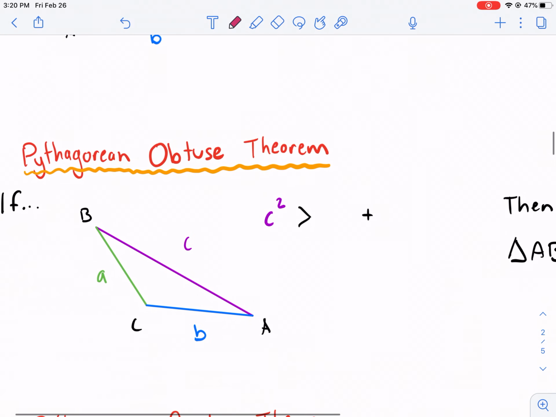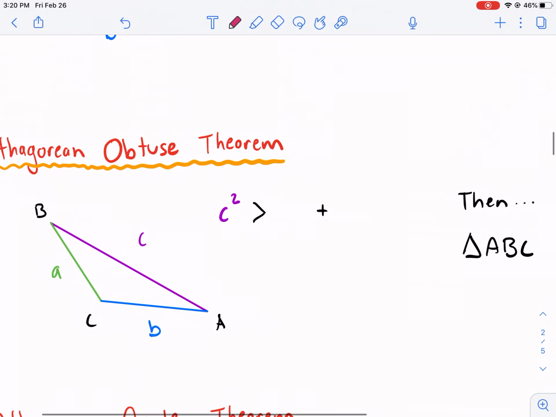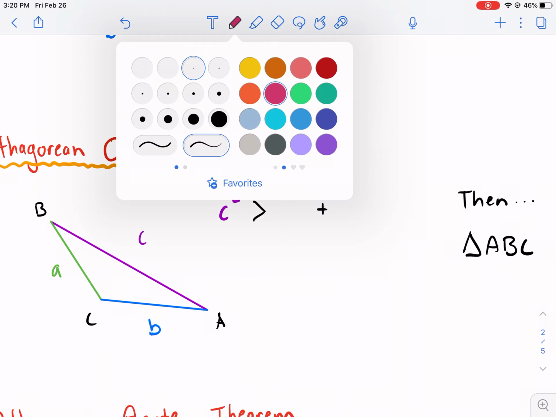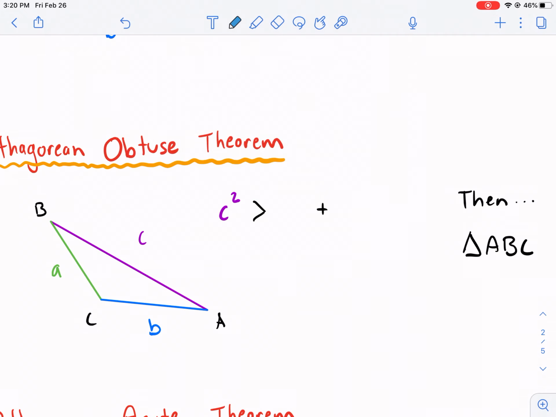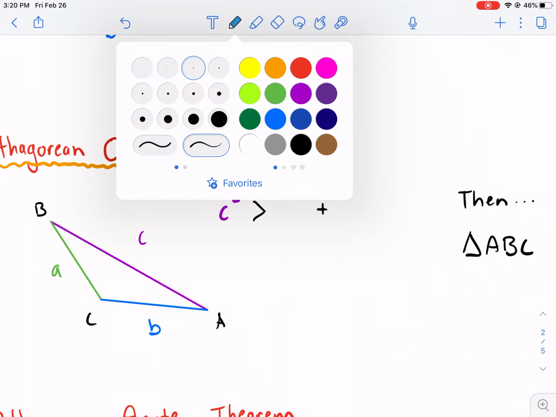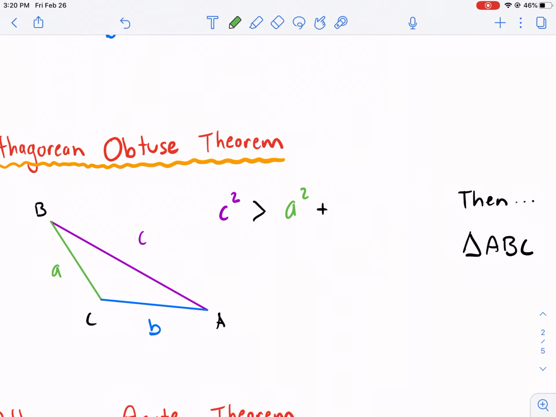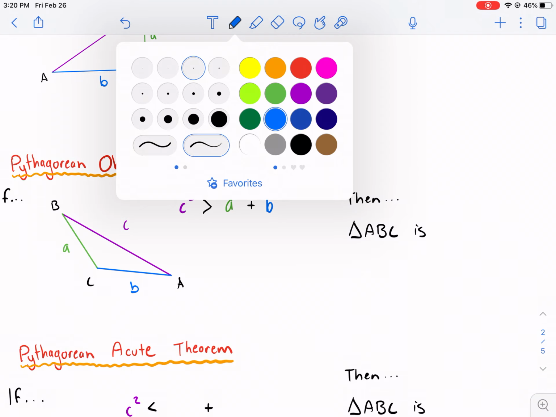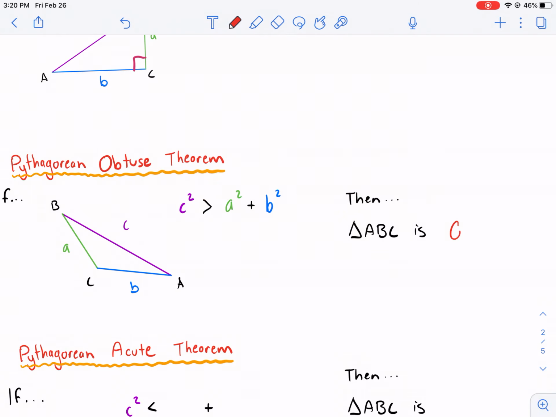Now, the Pythagorean obtuse theorem. What happens if there's a little bit of inequality in here? Okay, so there's an inequality, meaning c squared is bigger than this relationship. I've got to go back to my original colors. If c squared is bigger than a squared plus b squared, then ABC is obtuse. It's an obtuse triangle, meaning it has an angle that's bigger than 90 degrees.